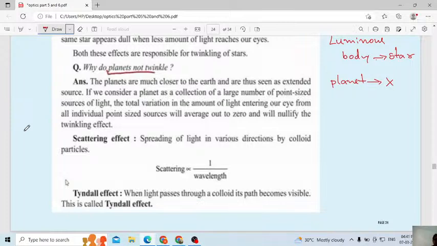No need to write all those things. Only you have to remember why the stars twinkle. Here they are given that the stars are very far from the earth.